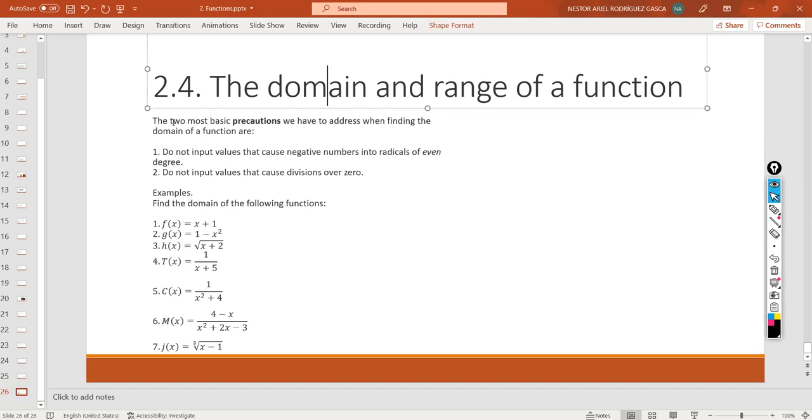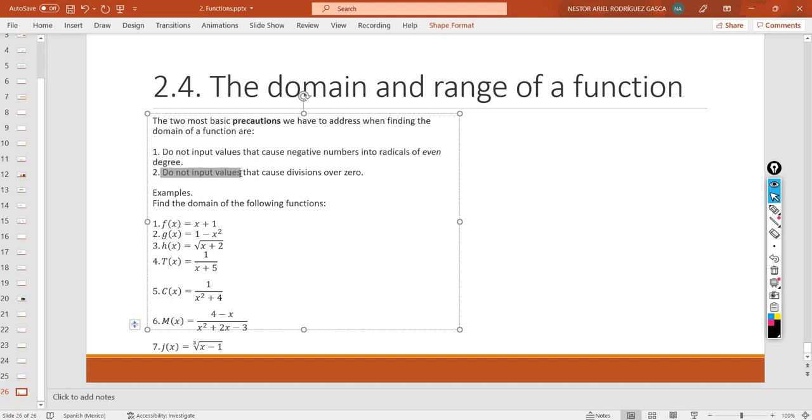Okay, so now we're gonna get some domains for these 7 functions, and the two most basic precautions we have to address when finding the domain of a function are the following. Number one, do not input values into a function that will cause negative numbers inside radicals of even degree. I will explain what this means with these examples.